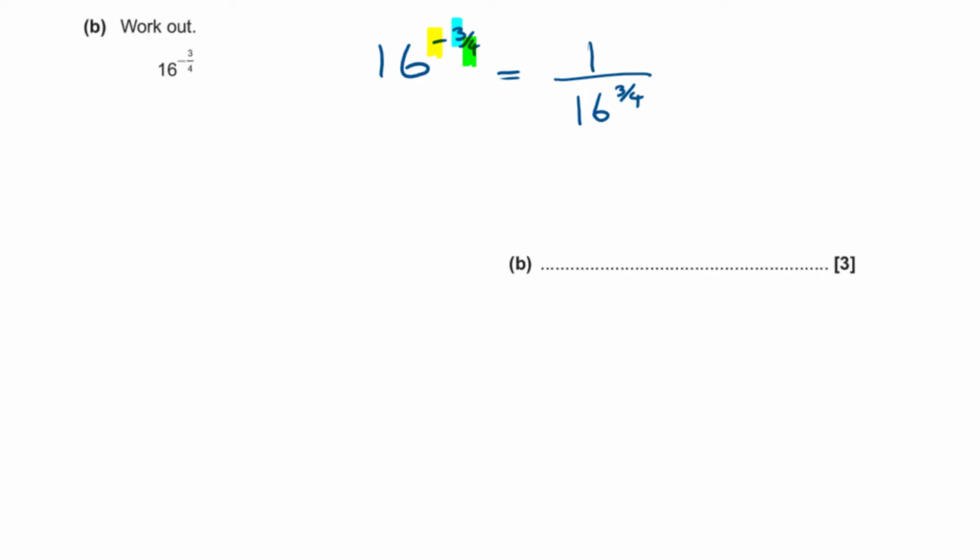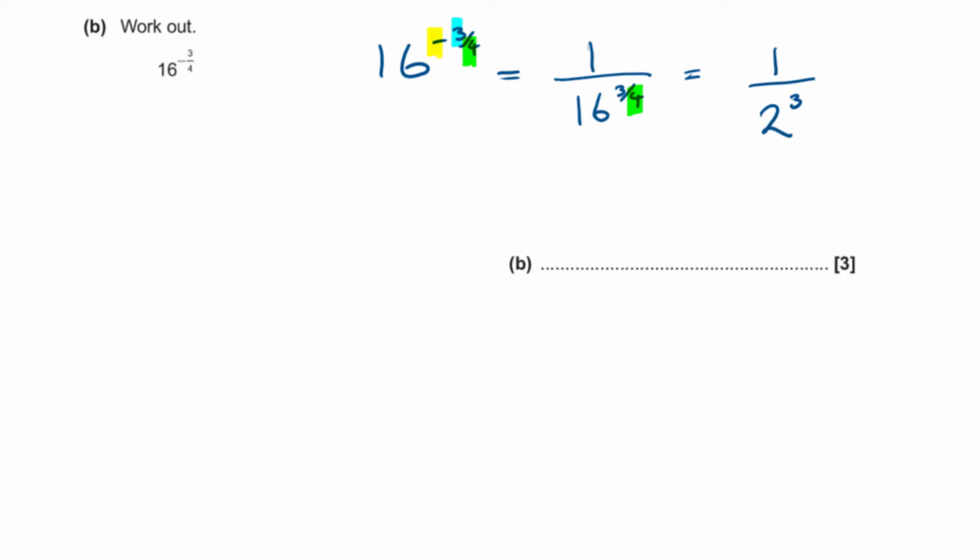So now let's look at this number on the bottom, the 4 there. That means the 4th root of 16, isn't it? So the 4th root of 16, it's got to be 2, isn't it? 2 times 2 is 4, times 2 is 8, times 2 is 16. So the 4th root of 16 is going to be 2. So that's the same thing as 1 over 2 to the power of 3.